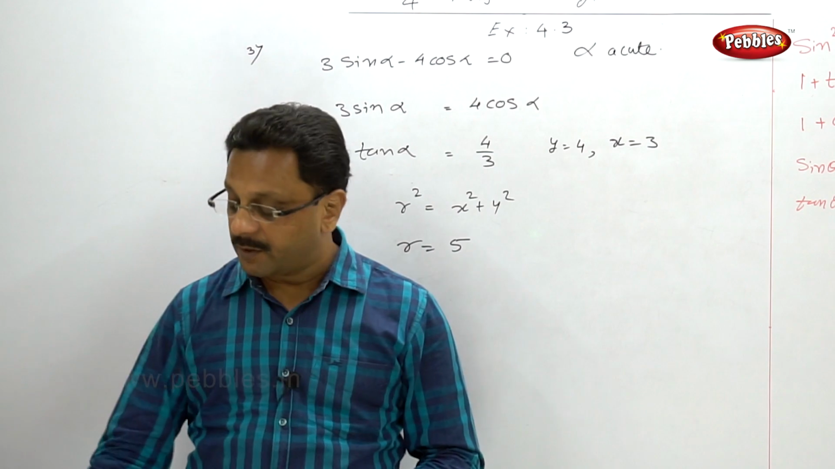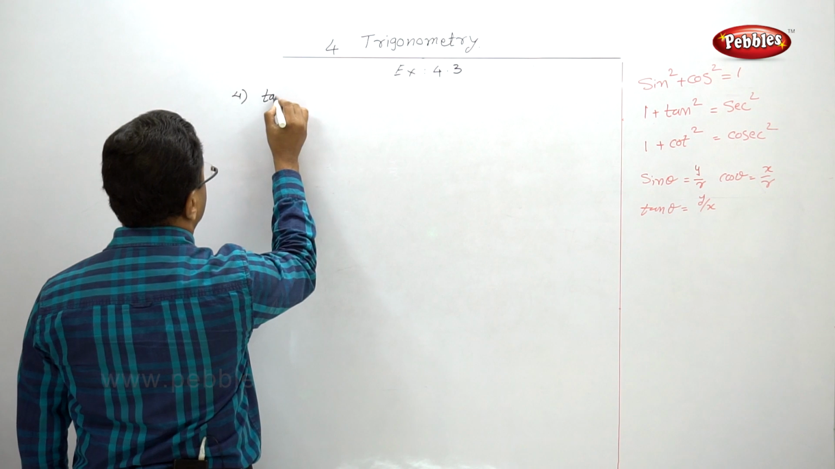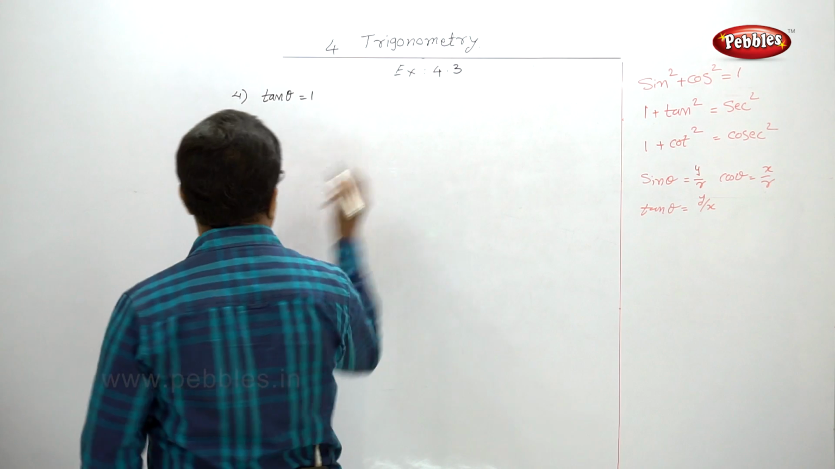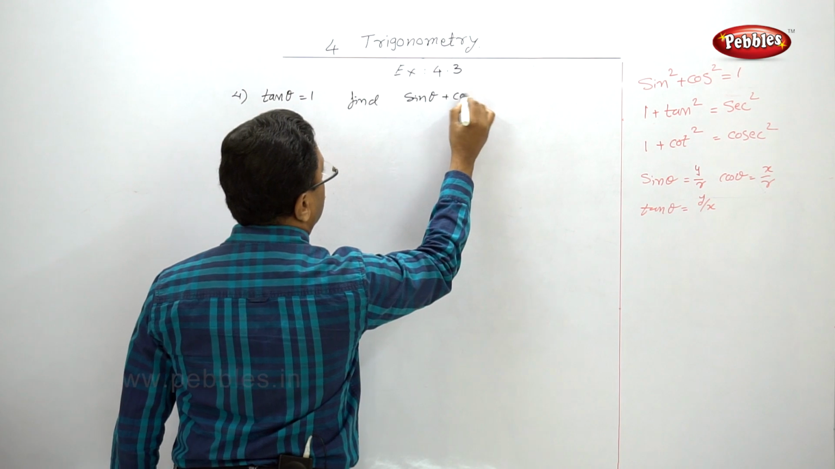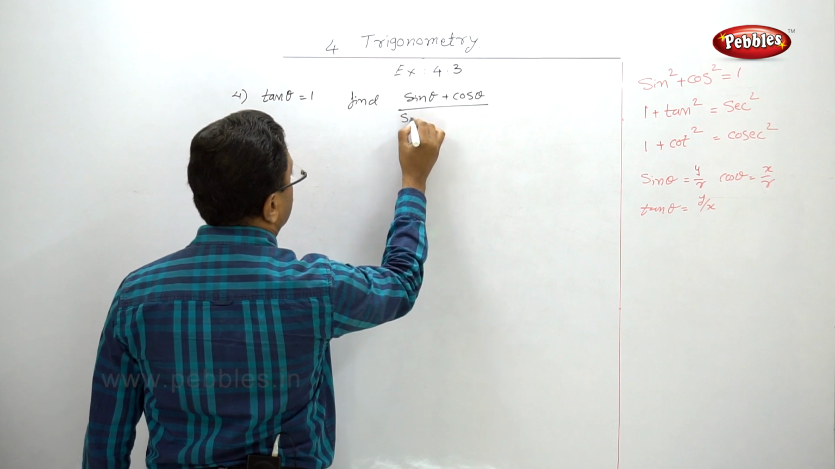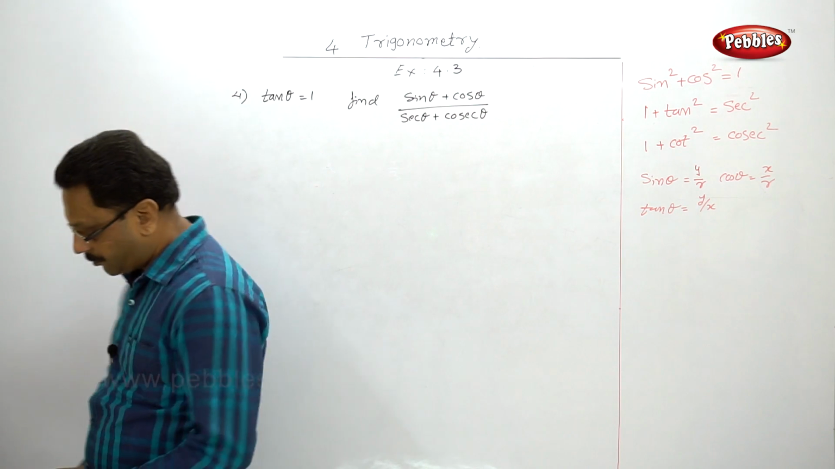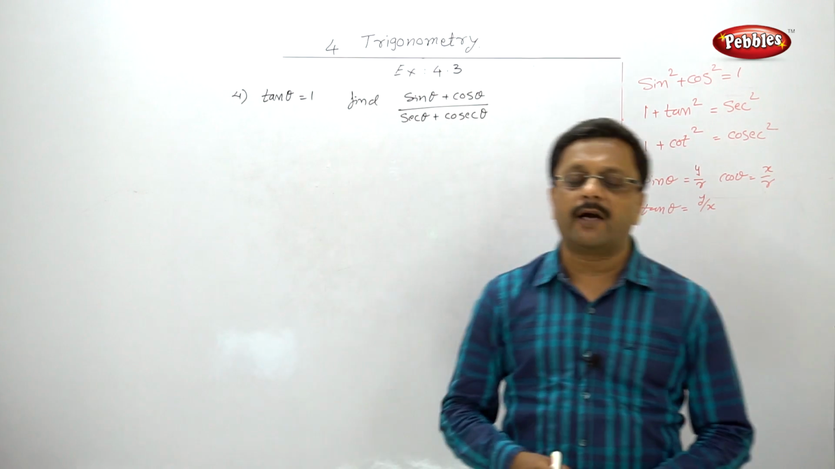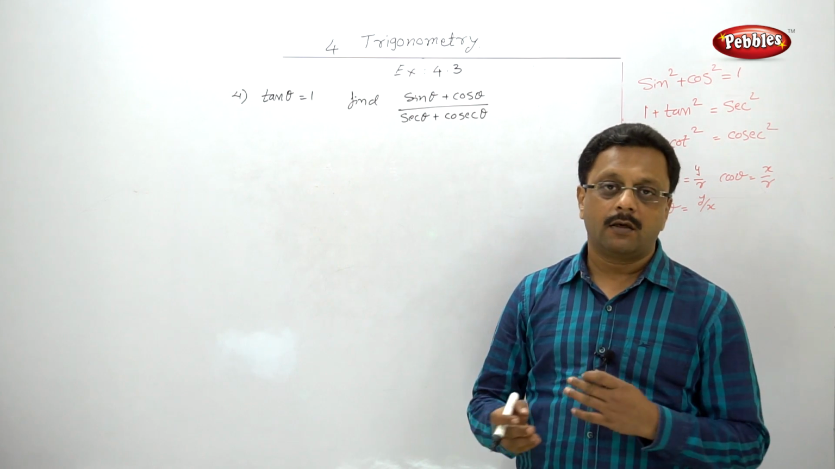Let us do the fourth example. They are given if tan theta is equal to 1, then find the value of (sine theta plus cos theta) upon (sec theta plus cosec theta), where theta is an acute angle. Theta is an acute angle means the value lies between 0 and 90. x and y both are positive.